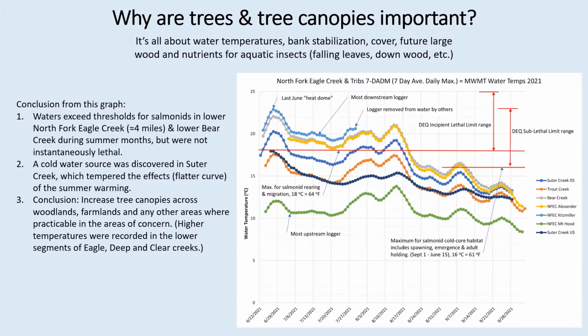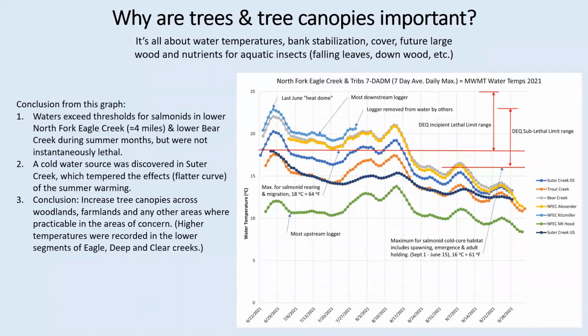So the conclusions from this graph are that the waters exceed the thresholds for salmonids in the lower North Fork Eagle Creek, about the lower 4 miles, and lower Bear Creek during the summer months, but were not instantaneously lethal. And the cold water source, as I mentioned, was discovered in Cedar Creek. And the conclusion that one can reach from this is that we should try our best to increase tree canopies across the woodlands, farmlands, and any other areas where we can.